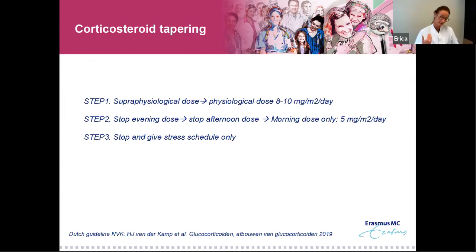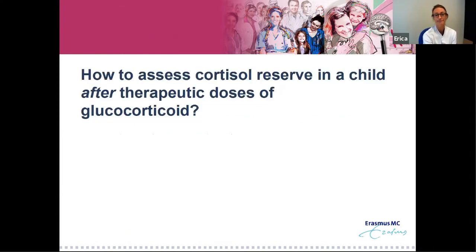That is because it differs what type of patient you have, how high was the supraphysiological dose, and how do they feel when you taper it. So keep looking at the patient, how the patient feels before you make the next step. And usually this will take weeks and sometimes months and sometimes even a year.